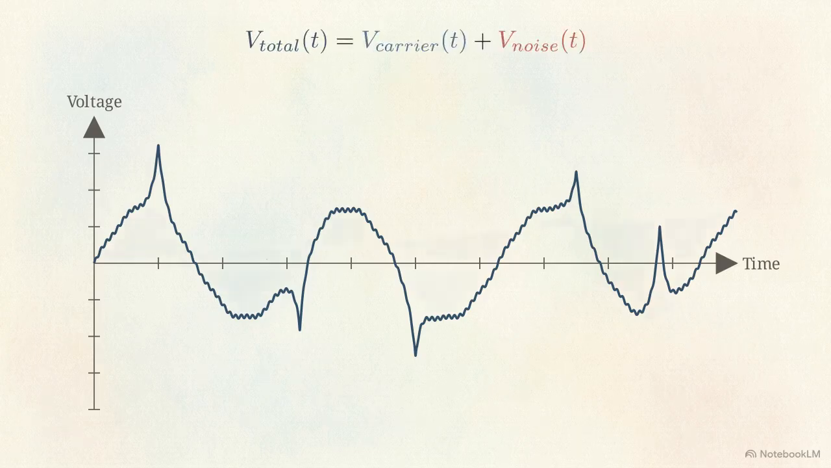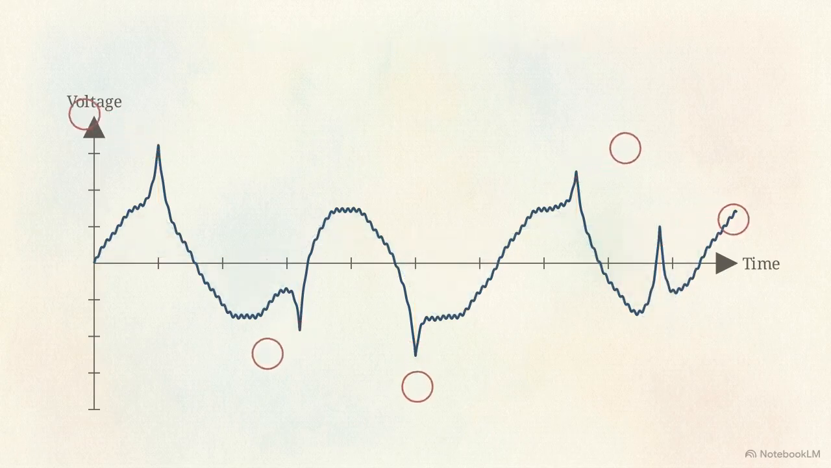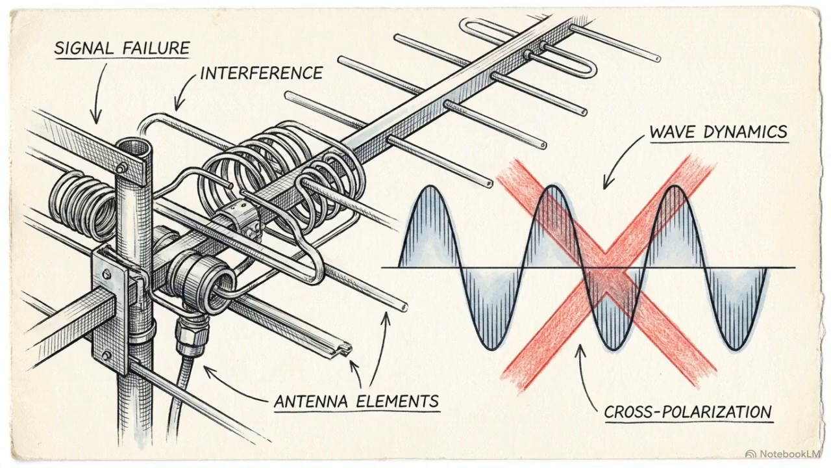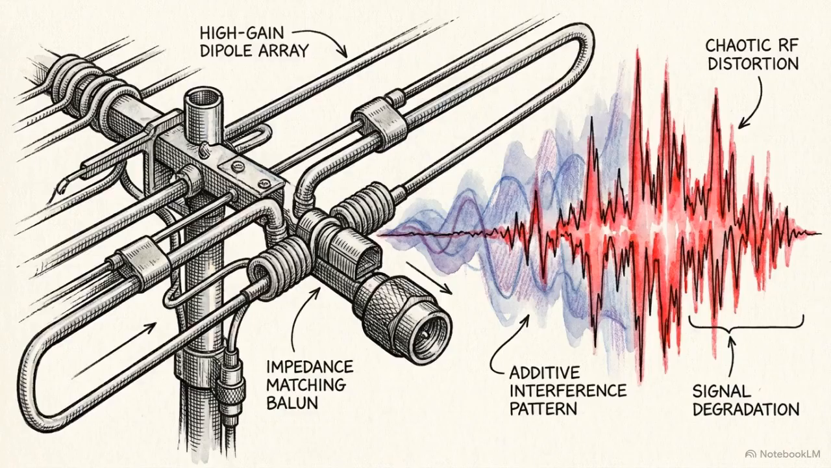antenna. Mathematically, this external noise adds directly to the voltage amplitude of the carrier wave. A pristine sine wave becomes overlaid with sharp vertical voltage spikes. What the antenna actually captures is not the smooth, predictable oscillation generated by the transmitter, but a jagged, chaotic waveform carrying the electrical scars of its journey.